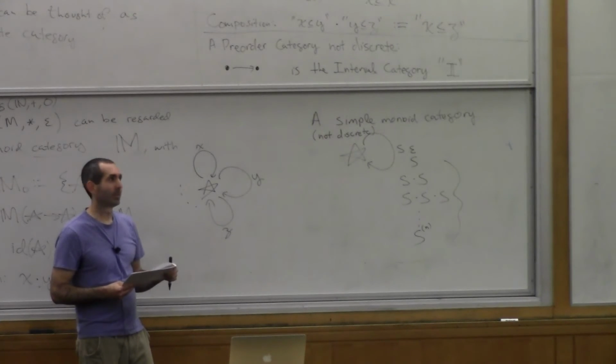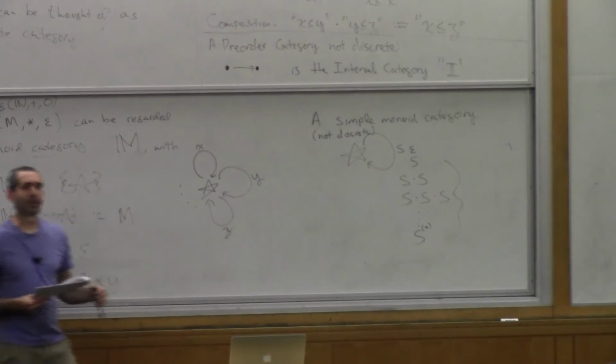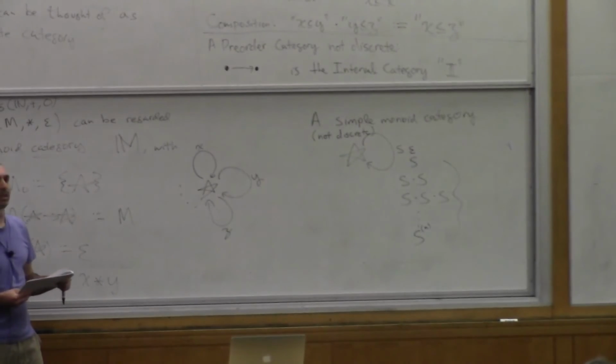You could. Well, yes, if you can force it to be the identity, then you get the natural numbers 1 or 2. That's the monoid thing. Someone shout out if that's not clear. Okay, good. Sorry, what's the question? The question was, what happens if we force S composed S to be epsilon, the identity?